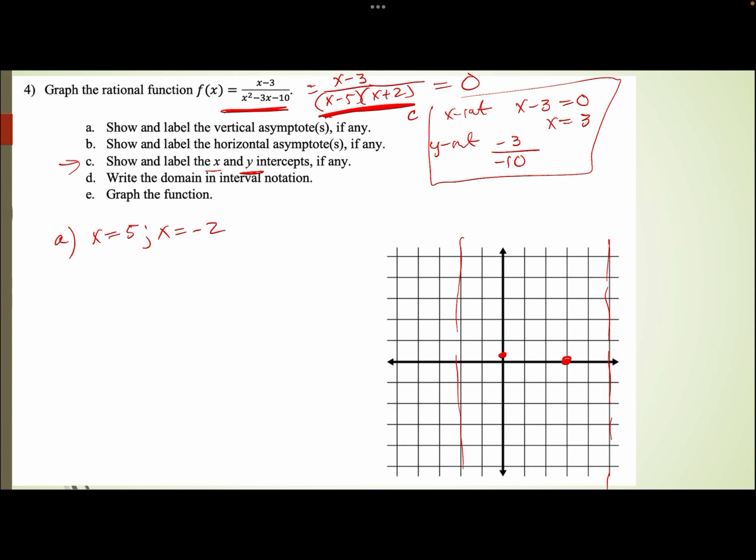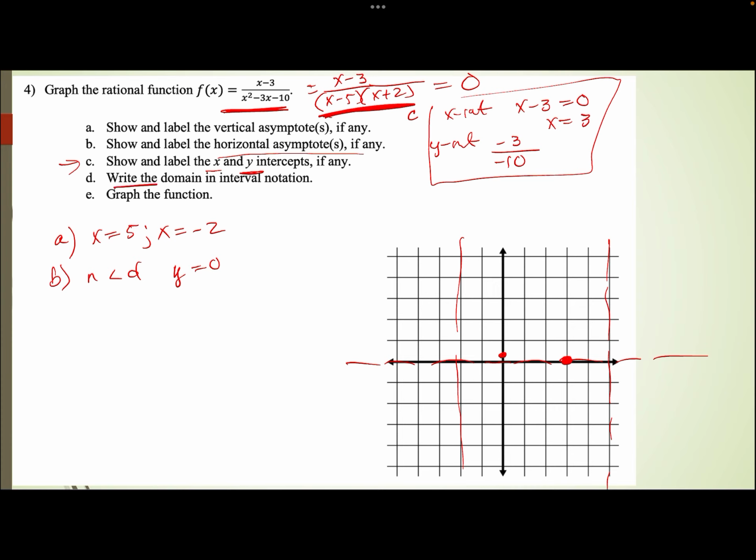And then the horizontal tells you to look at the degree of the function. The numerator is 1 and the denominator is 2. Remember, it's the highest exponent. So the numerator is less than the denominator here, which means it's y equals 0. So my asymptote is right here. Now remember, a point can cross a horizontal asymptote, just not a vertical asymptote. Okay?